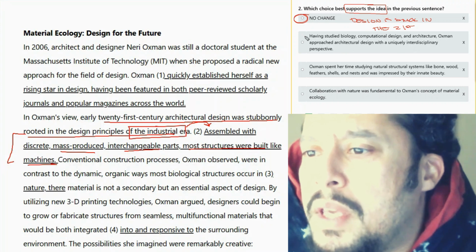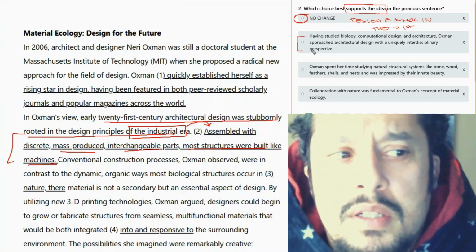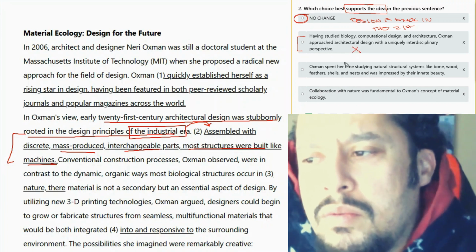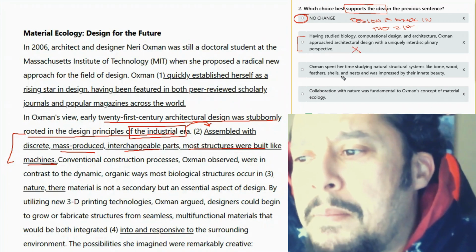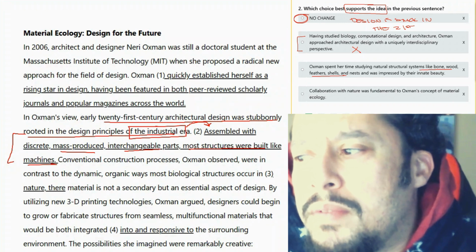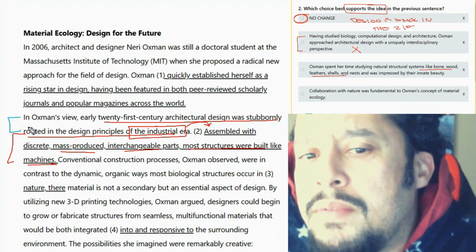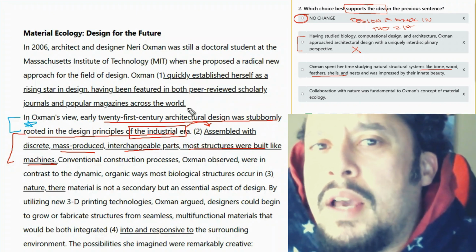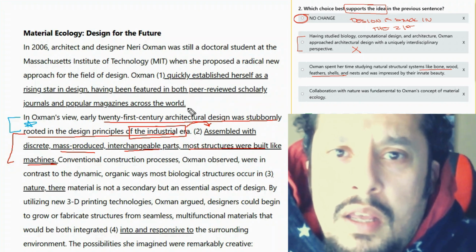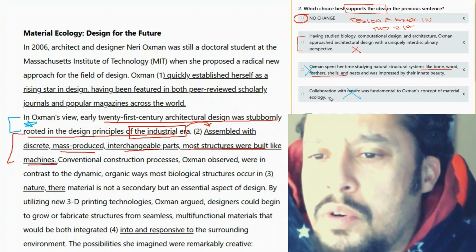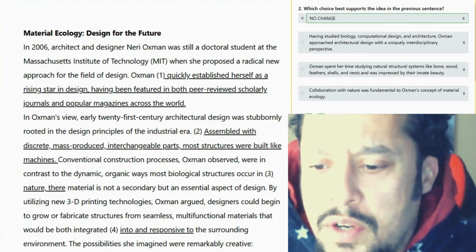The problem with answer B is that it doesn't support the previous sentence. That's the problem here. It doesn't really support it because it tells us what Oxman did. Okay, she studied things like bone, wood, feathers, and shells, but how does that support the previous sentence? It has to focus on the previous sentence, something related to how today's design is similar to design from long ago. Again, this doesn't support the previous sentence. We're going to go with answer A.